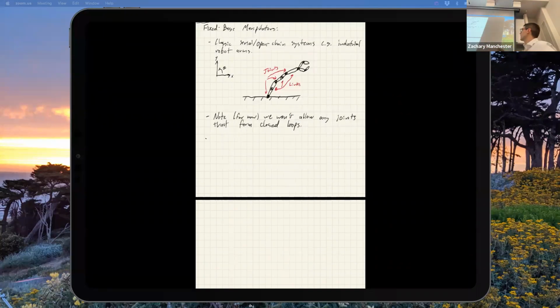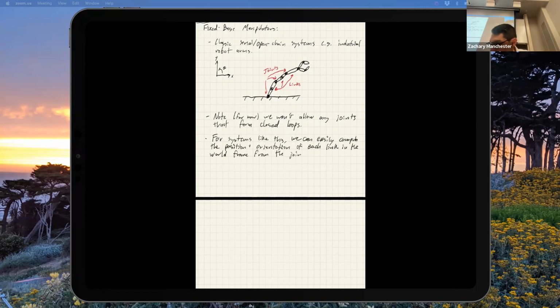Okay, so here's what we're going to do now. So we've got all these links, so we've got all these joints. It turns out, for systems like this, we can easily compute the position and orientation, aka pose, of every single link at its center of mass, in the world frame, from the joint angles. That's what we're going to do. That's called computing the forward kinematics. And this is called forward kinematics.